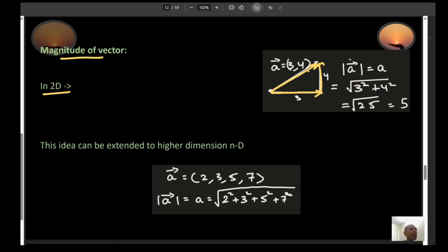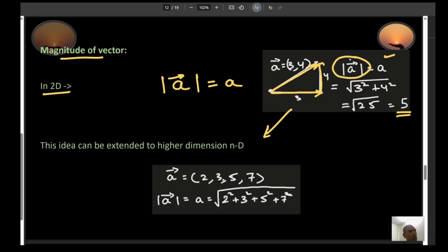Now the magnitude of this can be represented through this notation right here. I'm saying vector a, and you put these little parallel lines around it, or you can just say equal to a. This is exactly what I'm doing over here. So this is equal to the square root of 3 squared plus 4 squared, and the answer comes out to be 5. Now, this idea can be extended to higher dimensions: 3, 4, 5, 6 dimensions.